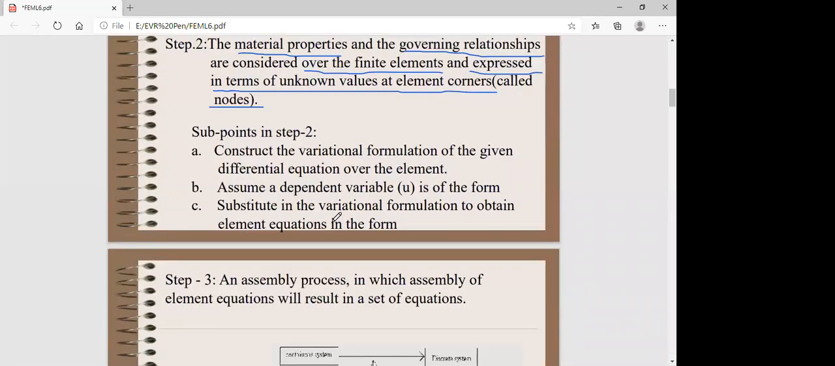So, subpoints in step 2: construction of the variational formulation of the given differential equation over the element, and assume the dependent variable u of x, y, z. It is a polynomial displacement function, and substitute it in the variational formulation to obtain the element equation. If I substitute u of x in the variational formulation, we will get the element equations.